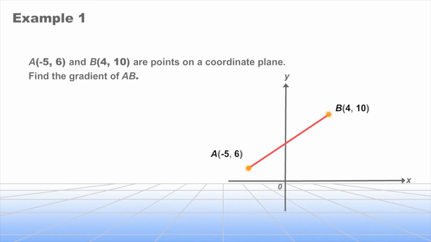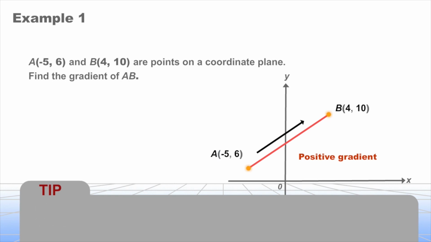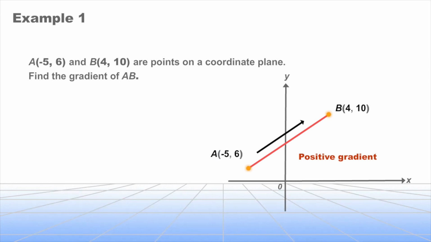What is interesting is that you should realize from the sketch that the gradient of the straight line is positive as the value of y increases from left to right. So, you should expect that your answer is a positive value. If it is not, you might want to revisit your calculation or revisit your sketch. This is a good and effective way to reflect and check on your work.